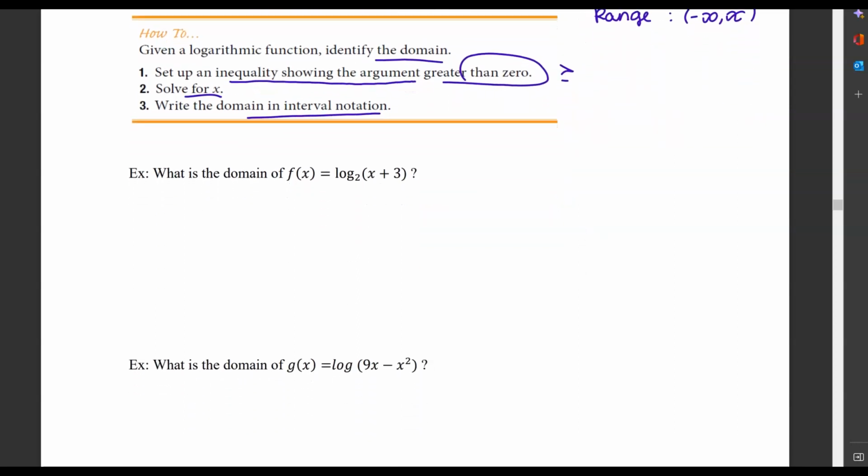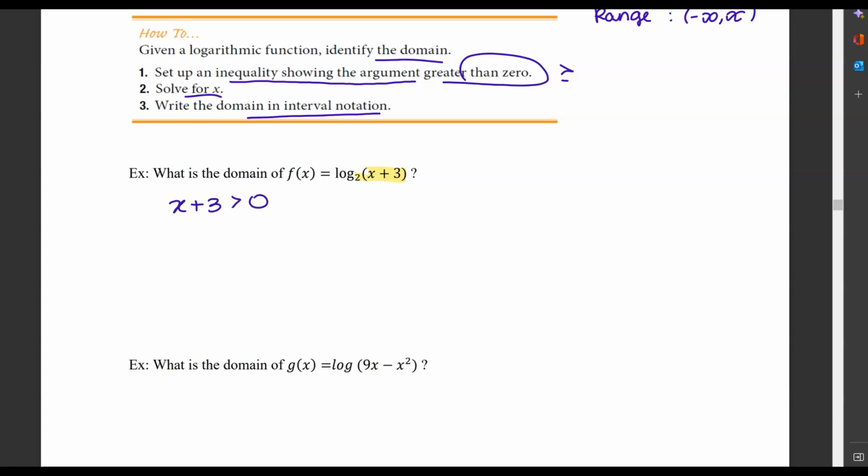When it says the argument, what is it talking about? In this particular example, it's talking about what is being plugged in, the input of the function. In this case, it's that x plus 3. So we're going to set the argument to be greater than 0. So x plus 3 must be greater than 0.